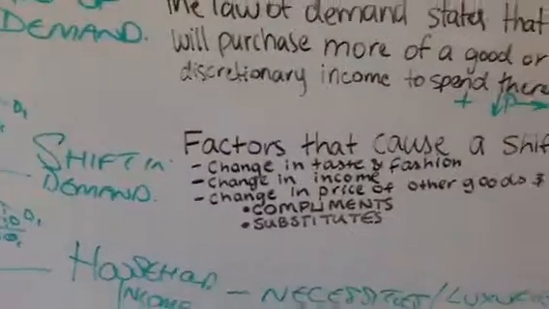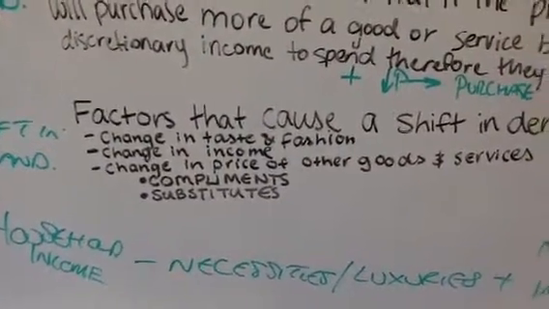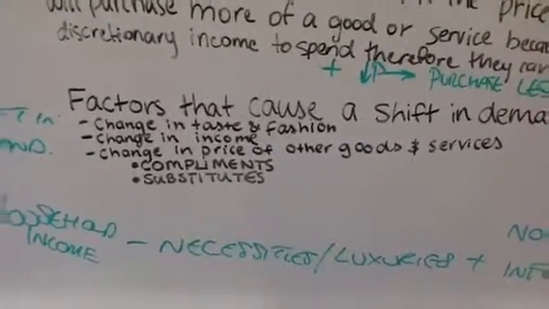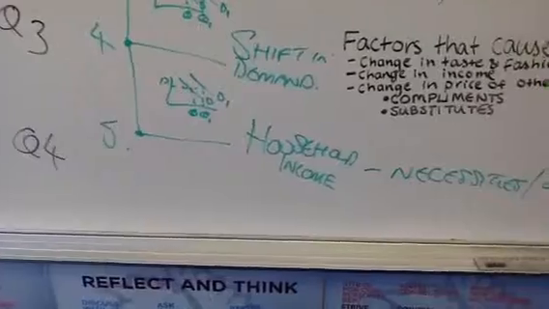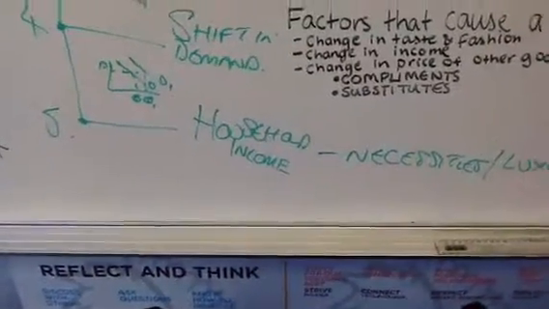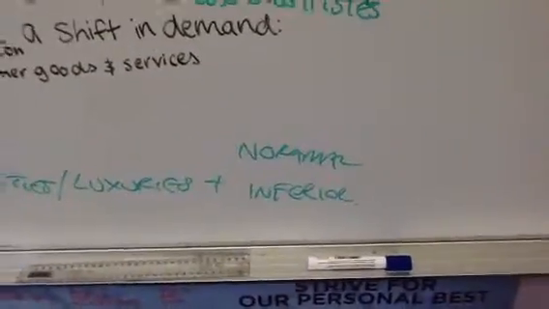And this is caused by factors such as changes in taste and fashion, changes in income, changes in the price of other goods, and these are the goods that are substitutes and complements. The final bit you'll do in this section is all about household income. And in there you'll have to write about necessities, luxuries, and normal and inferior goods.